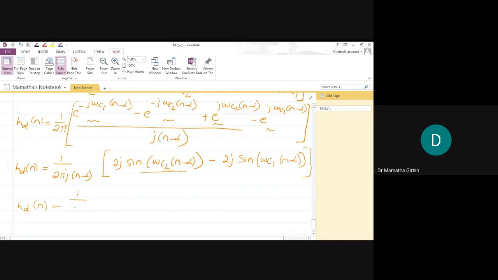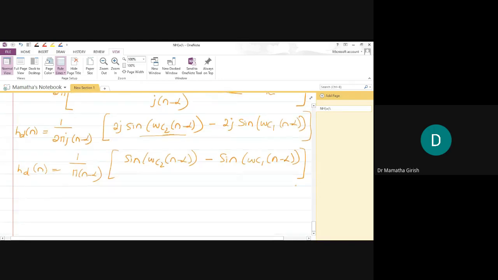1 divided by pi times of n minus alpha, times sine of omega c2 of n minus alpha minus sine of omega c1 of n minus alpha. This is the expression for hd of n, for n not equal to alpha. This is the expression for hd of n.